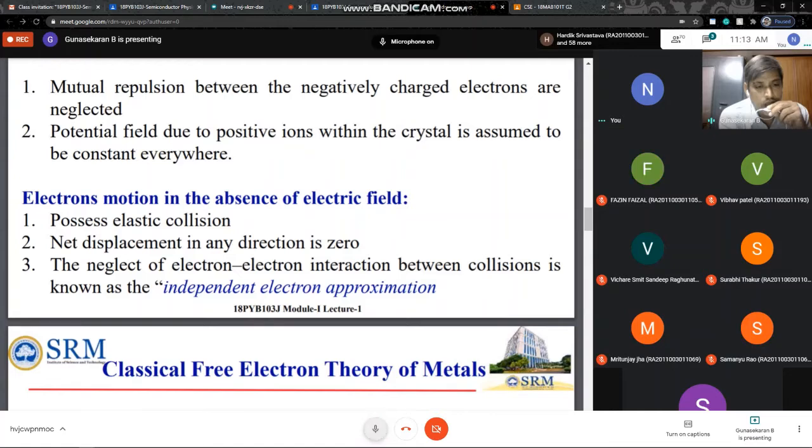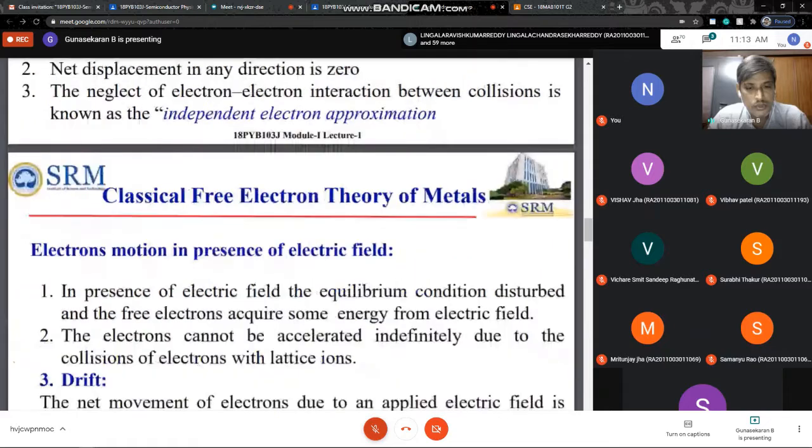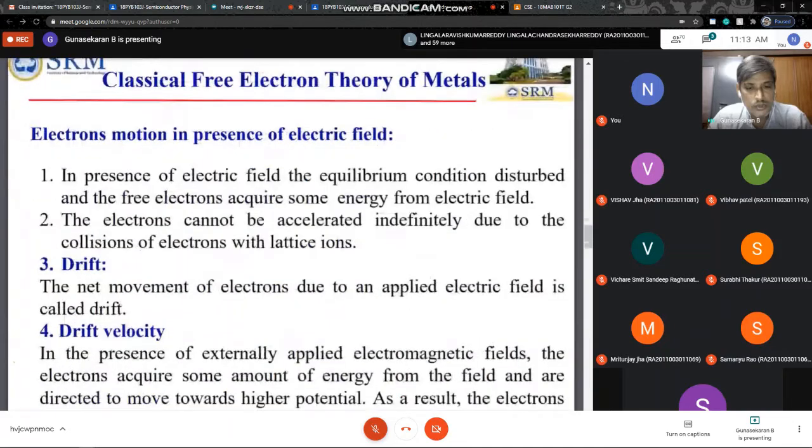But what happens when some external field is applied? How do the same electrons behave in the presence of an external electric field? Now the electrons are not free to move, they are restricted, and they are drifted. So the drift concept comes here. In the presence of an electric field, the equilibrium condition is disturbed, and the free electrons acquire some energy from the electric field.